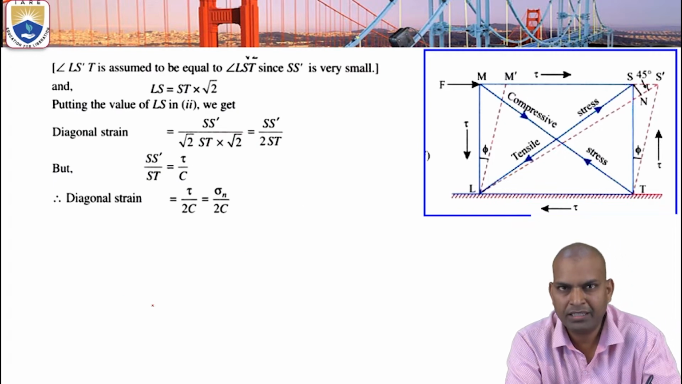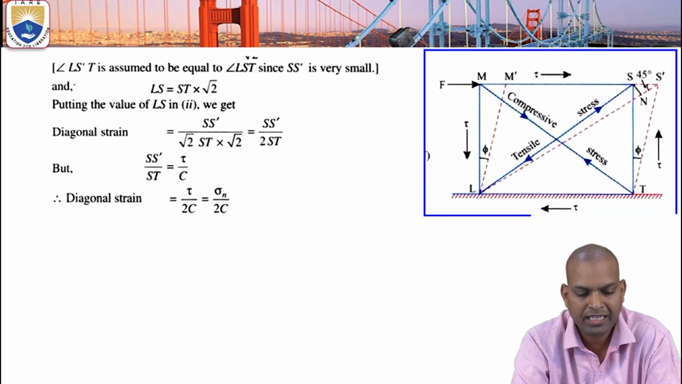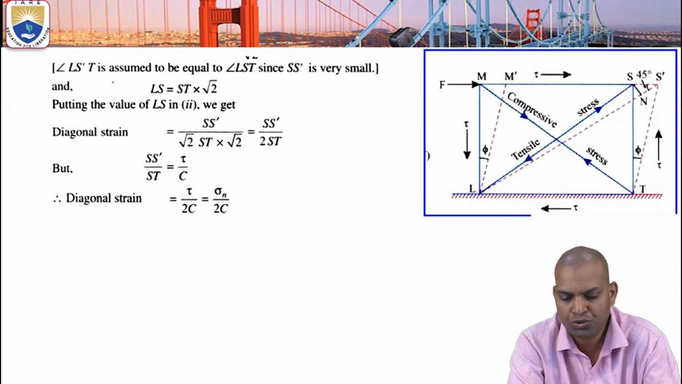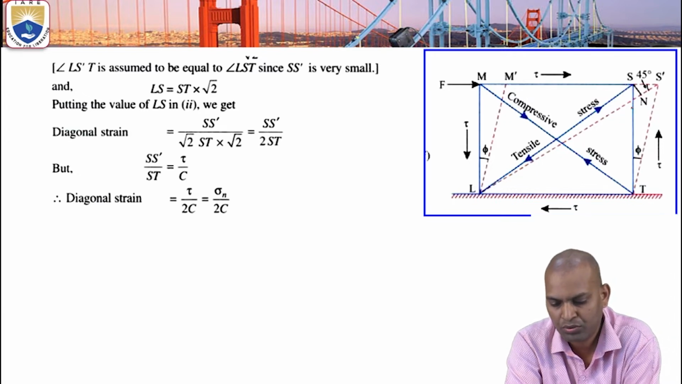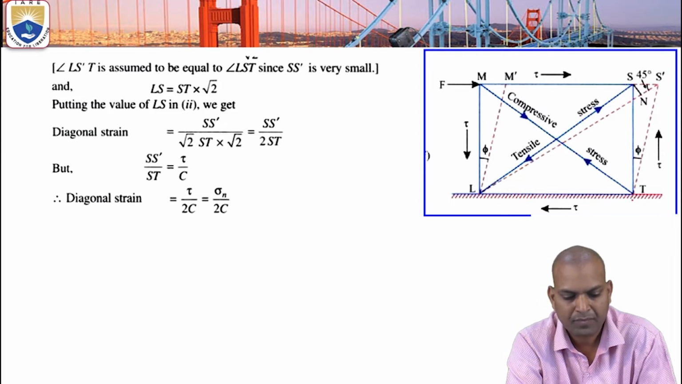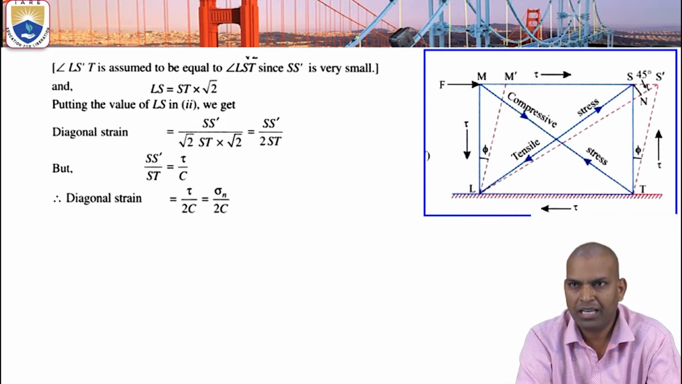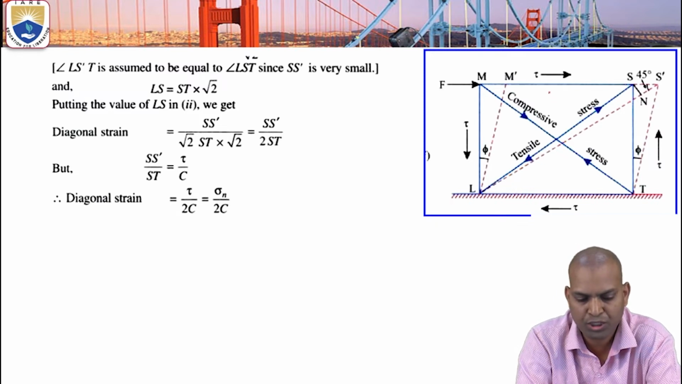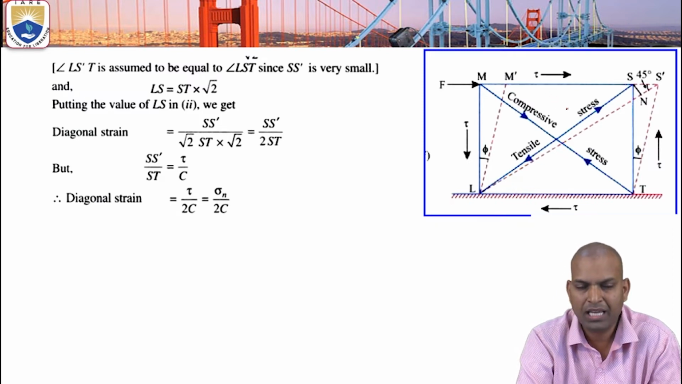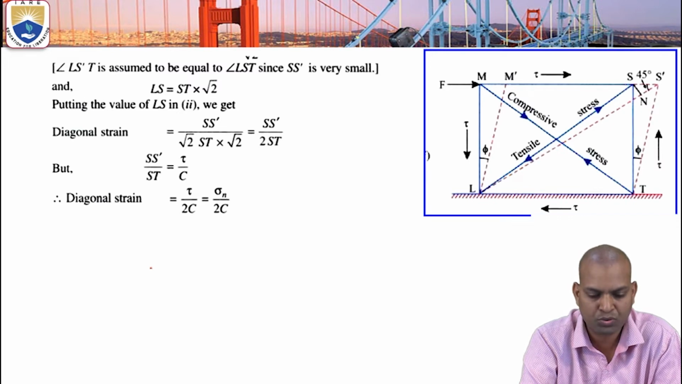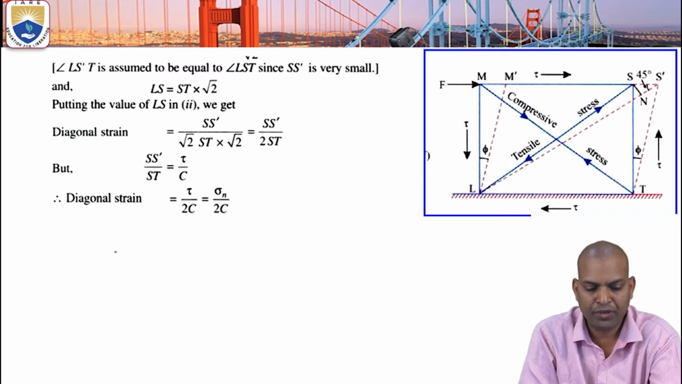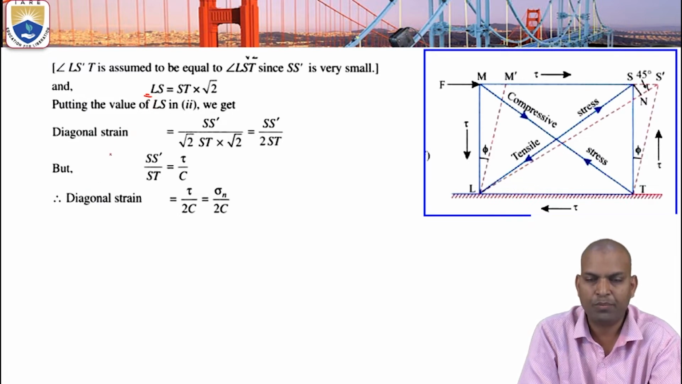Now, from the triangle here, the angle LS'T is assumed to be equal to LST. Since SS' is very small, LS equals ST times root 2. Now here we know LS, that is ST times root 2. Substitute this LS in the above equation.